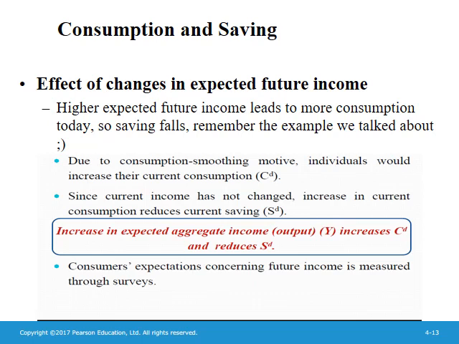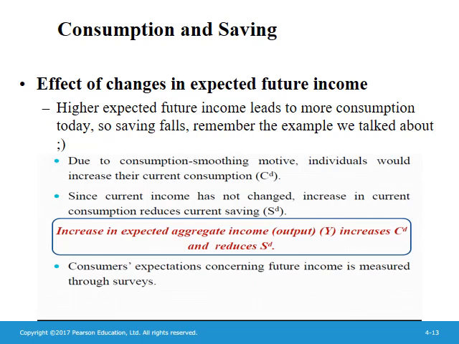Again, due to this consumption smoothing motive, we will increase our current consumption to distribute this expected increase between now and later. Okay, so the increase in expected aggregate output, jumping from the individual level to the aggregate level, would consequently increase the desired consumption, and thus reduce savings.